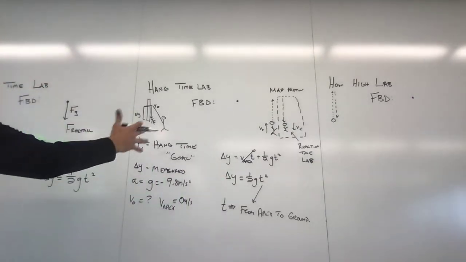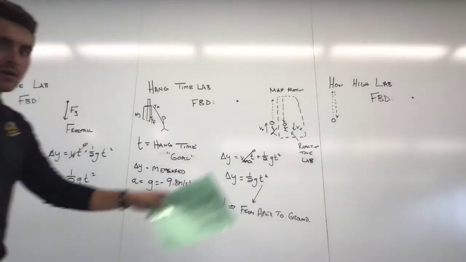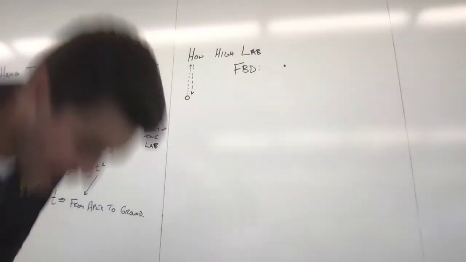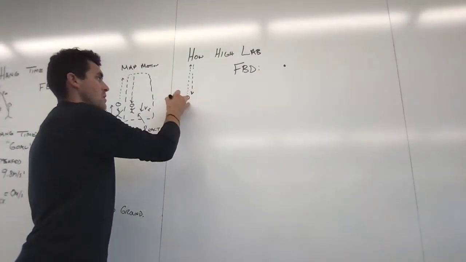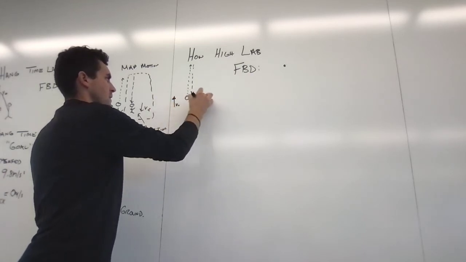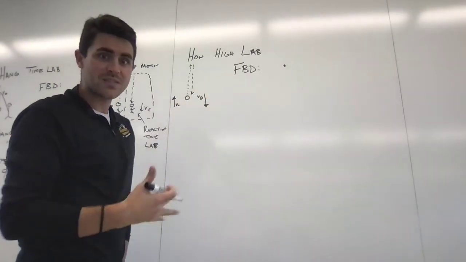These two labs are really about time. Can I use my measurements to find time? Over here, the third lab, the how high lab, is going to be all about height, change in y. So if I think about my picture, it's right here. I throw something up with an initial velocity upward. Initial velocity going this way, final velocity going this way, downward. This is my picture, right?